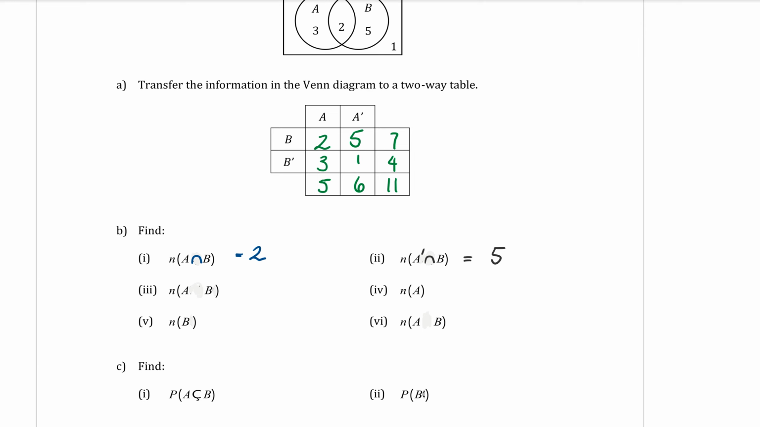Part 3, not A and not B. If it's not A and it's not B, it's the one that's outside of our circles. It's the 1. Part 4, number of elements in A. Just A, correct. So in all of A, there are 5 things. To do it from the table, here's my A. I want the total of things in that column, which is 5.